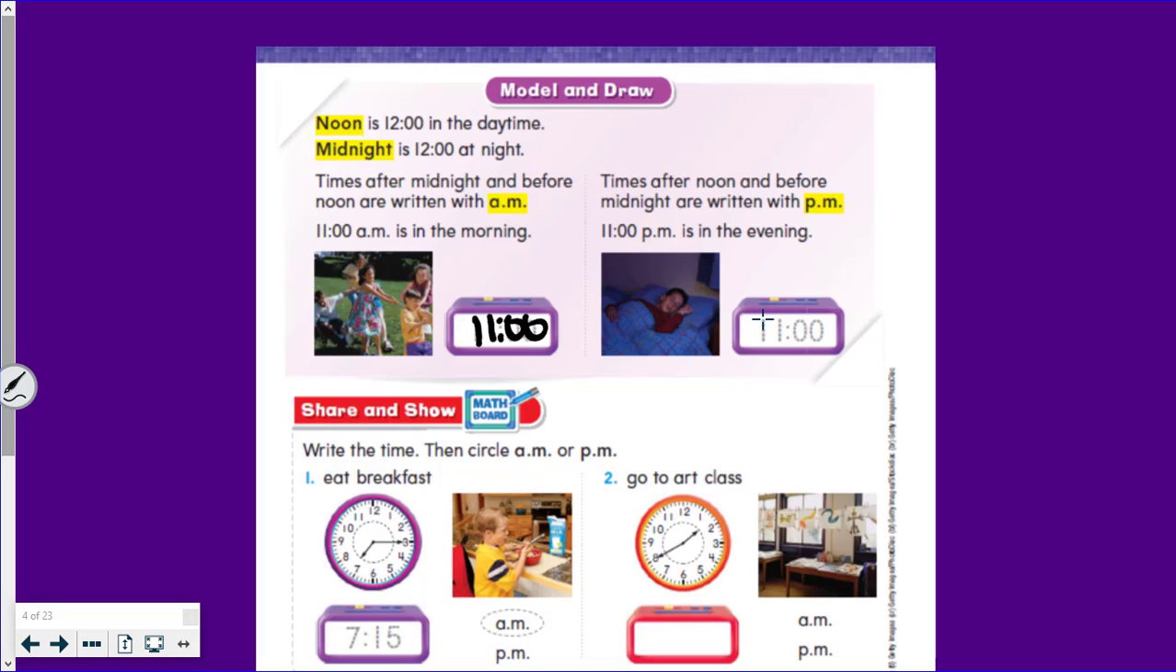So 11 o'clock a.m. and this one's going to be 11 o'clock p.m. and that should, I got to do better than that, right? Even with my computer pen, I know I can do better than that. There we go. And so that's 11 o'clock p.m. So that's what we're working through today.